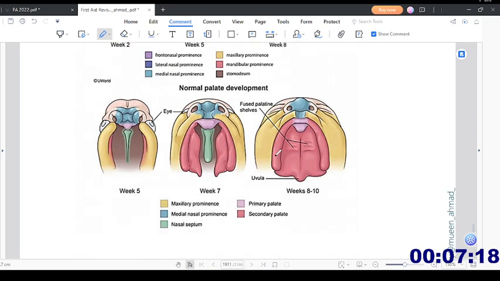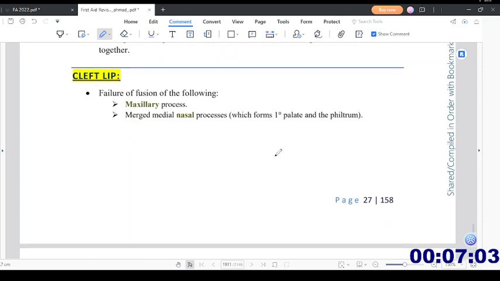Then at week 5 we have the maxillary prominence, the yellow one, and the medial nasal prominence, the blue one. The nasal septum is there. Then the primary palate has started forming, and the secondary palate has also started forming. So keep this picture in mind. Failure of fusion of the maxillary process, and the merged medial nasal processes which form the primary palate and the philtrum.